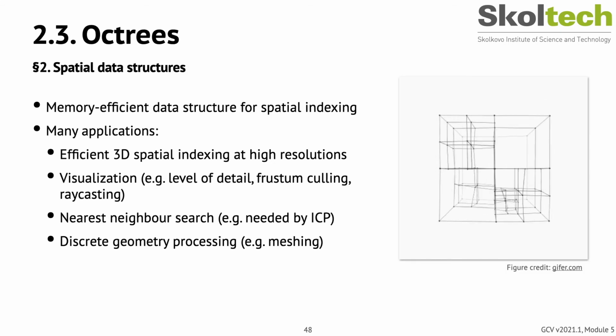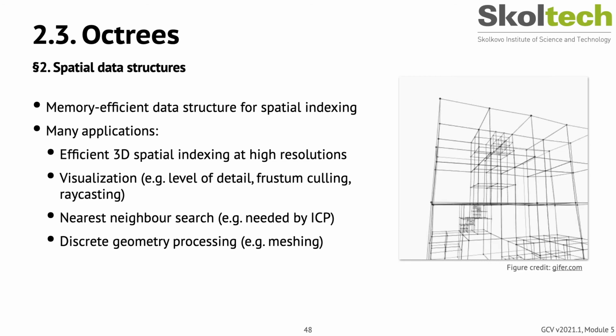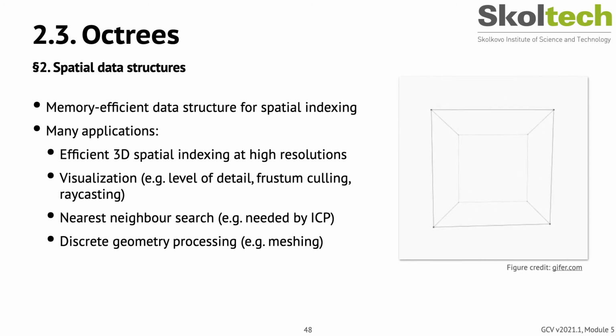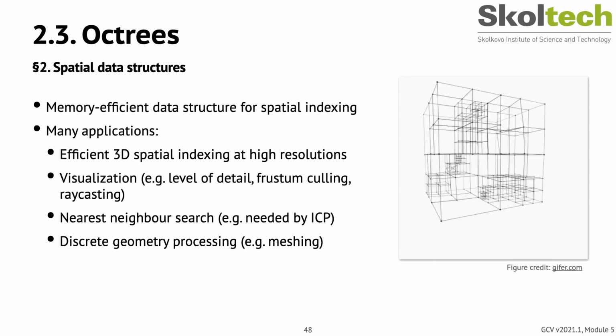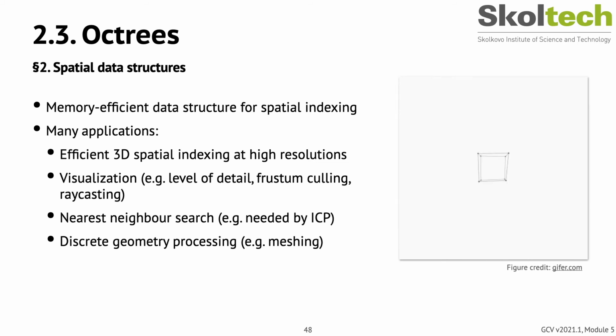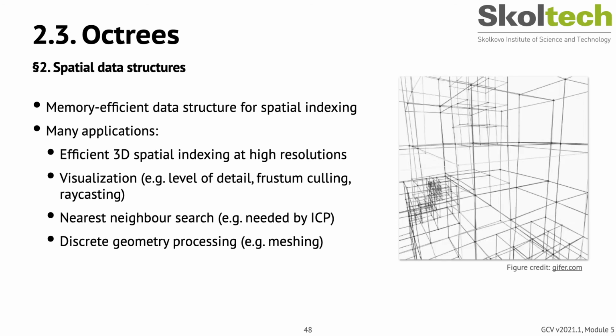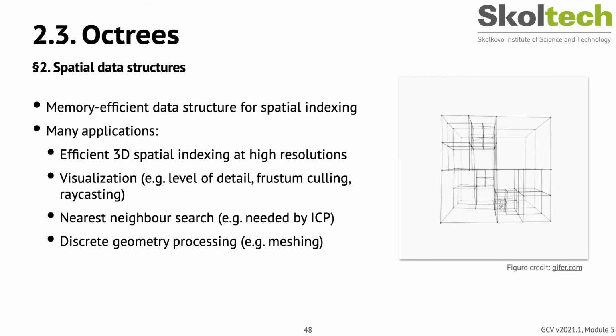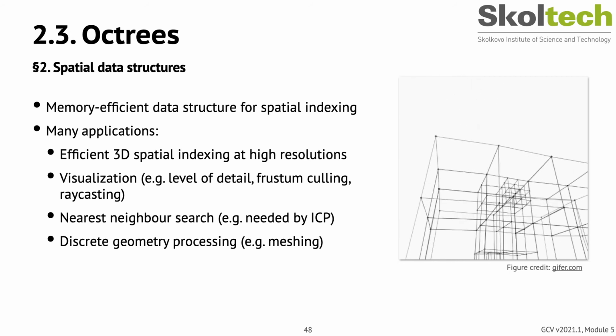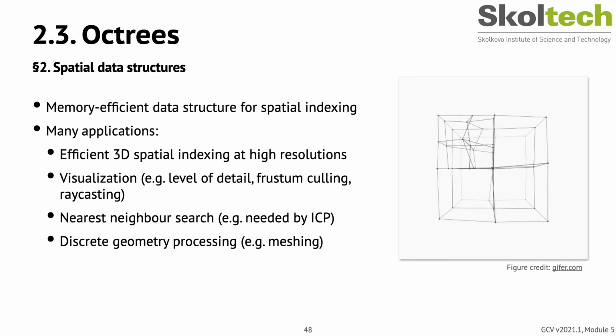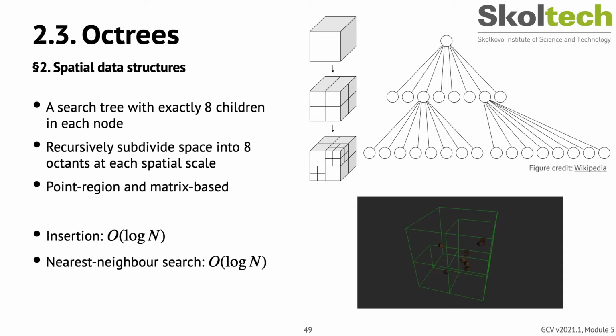Many applications such as 3D spatial indexing, nearest neighbor and location queries, or visualization and raycasting do require an efficient tree-based data structure that is able to represent geometry at sufficiently high resolutions. And it's directly related to volumetric 3D representations that are the focus of this video. So an octree is a search tree, that is, it represents some sorted data with exactly 8 children in each node.